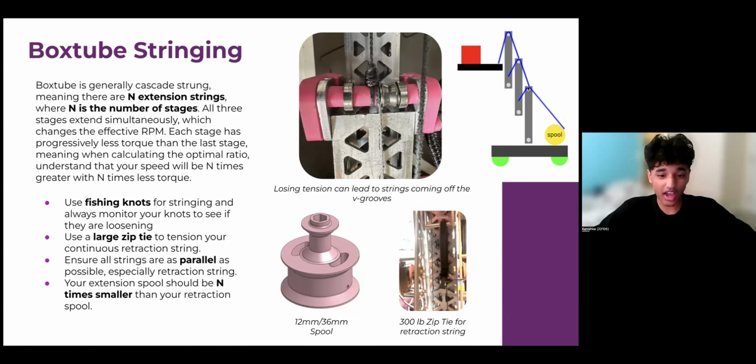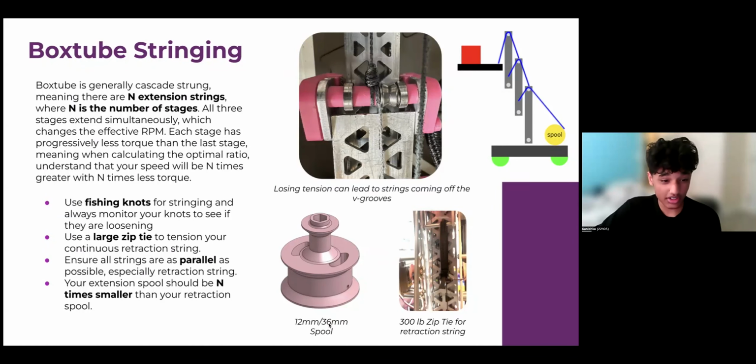Use a large zip tie for tensioning. You can see the large black zip tie in the bottom right, and that just allows you to easily adjust the tension of your continuous retraction string because you can easily open or close the zip tie more or less to make it more or less tension. And that also kind of doubles as our spring, where we didn't want to use a regular spring because it could easily catch on stuff, especially on the outside. So using a zip tie just because it's very large and flexible kind of doubles as that.